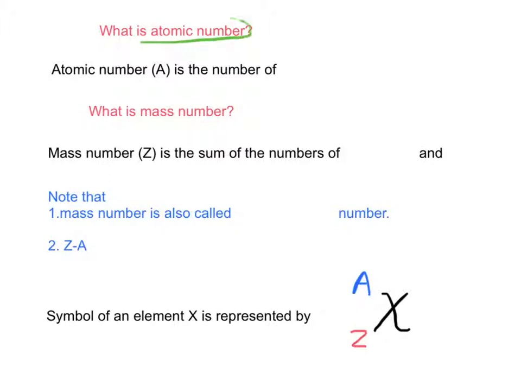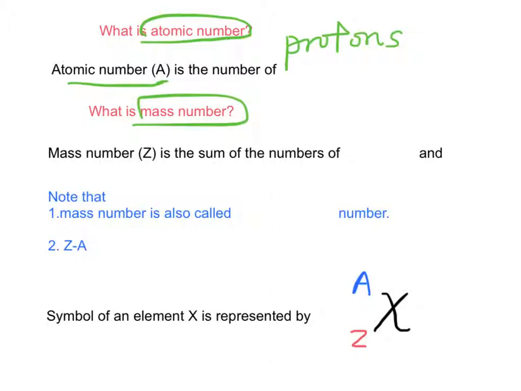What is atomic number? Atomic number Z is the number of protons inside the nucleus. What is mass number? Mass number A is the sum of the numbers of protons and neutrons.